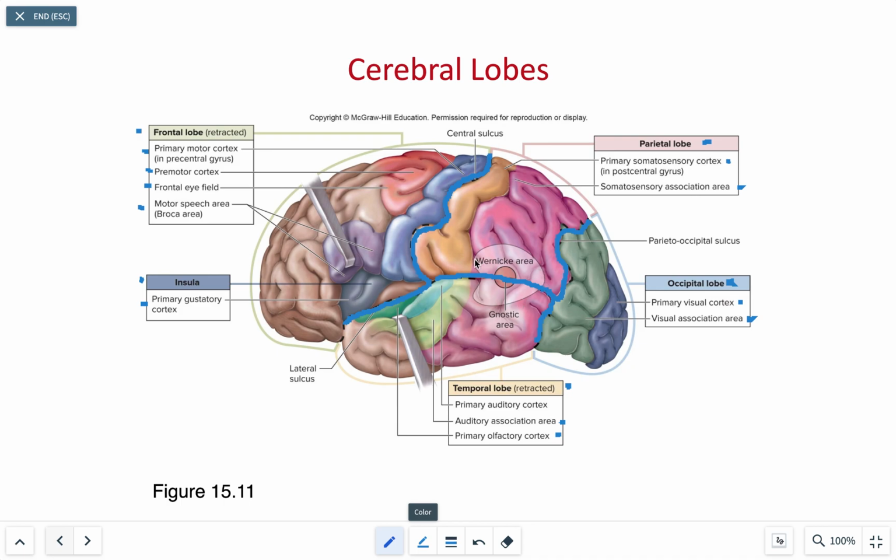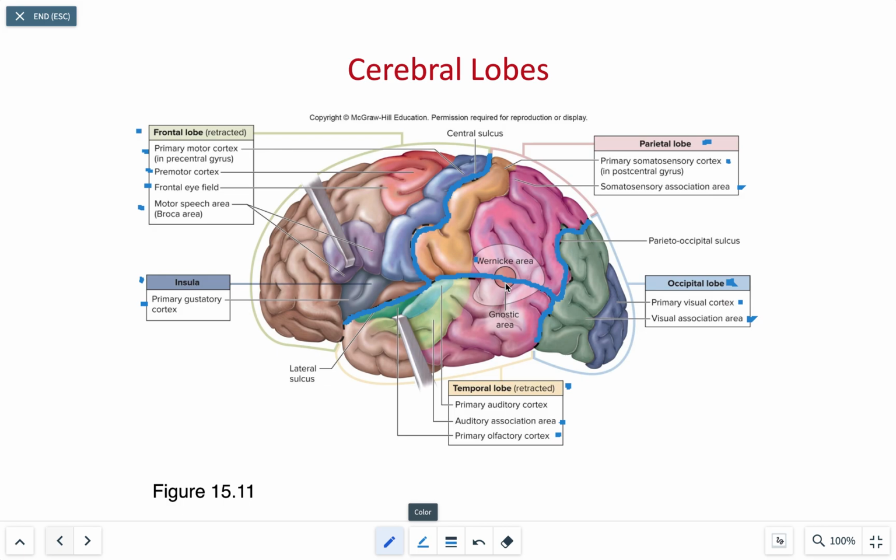The next area is the Wernicke area. And this is the lightly white shaded area. It's located only in the left hemisphere. Its job is for recognizing, understanding, and comprehending spoken and written language.